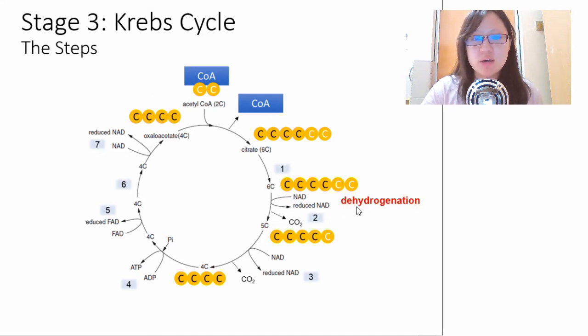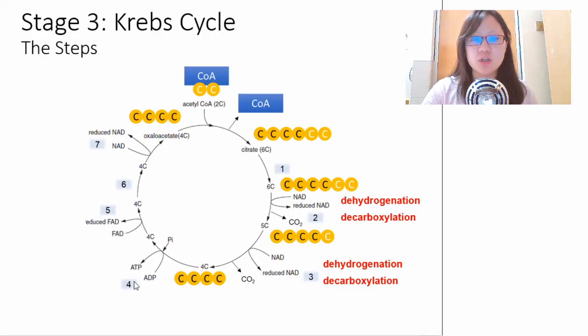So at step 1 here, there is dehydrogenation because hydrogen atoms are removed from this 6-carbon molecule right here to produce reduced NAD. Decarboxylation happens and CO2 is produced. And again, the same thing here, dehydrogenation, decarboxylation. ATP is from the 4th stage here. ATP is formed by substrate-level phosphorylation. The same word that's used in glycolysis just now for ATP production, same word here, substrate-level phosphorylation.